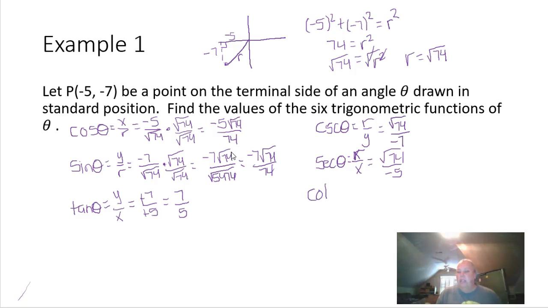And then the cotangent for our angle is defined to be x over y. x is going to be -5. y is -7. The two negatives will cancel, so the cotangent is +5 over 7.